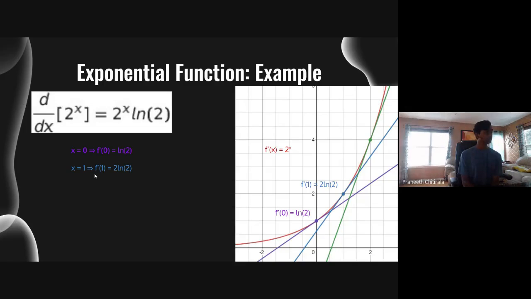If x equals 1, then f prime of 1 is 2 times natural log of 2. And if x equals 2, f prime of 2 is 4 times natural log of 2. And that's the slope of this function here, or this tangent line here.